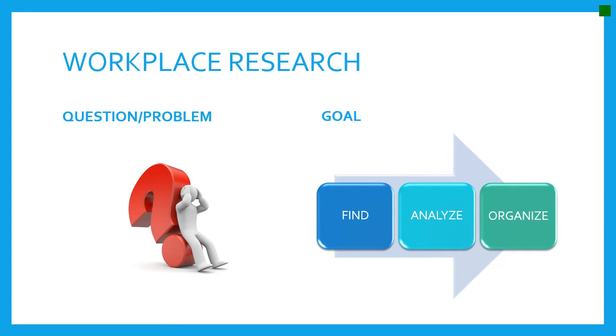Workplace research differs from academic research in two key ways. Academic research starts with a topic, but workplace research starts with a question or a problem. Now, what's the goal? Well, in academic research, the goal is to learn. But in workplace research, the goal is to find, analyze, and organize information to answer a question or solve a problem.